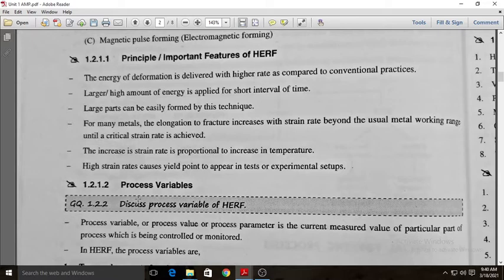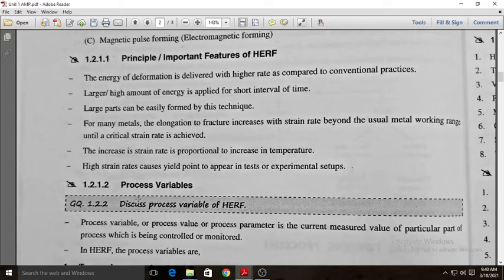Next, for many metals, the elongation to fracture increases with strain rate beyond the usual metal working range until a critical strain rate is achieved. It increases the strain rate in proportion to the increasing temperature. Here, the plastic deformation which comes inside this metal is directly proportional to the increase in the temperature. High strain rate causes the yield point to appear in the test or experimental setup.